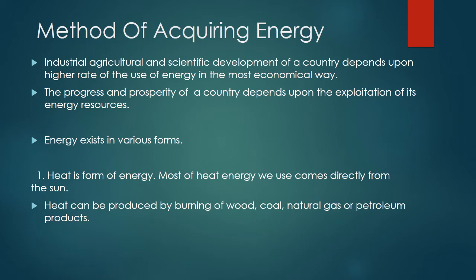Energy exists in various forms. The first form of energy is heat energy. Heat is basically a form of energy which can move from an area of higher concentration to an area of lower concentration, or from a hotter object to a cooler one. Most of the heat energy we use comes directly from the sun, and you all know that plants prepare their food also with the help of this energy. Heat can be produced by burning of wood, coal, natural gas, or petroleum products.